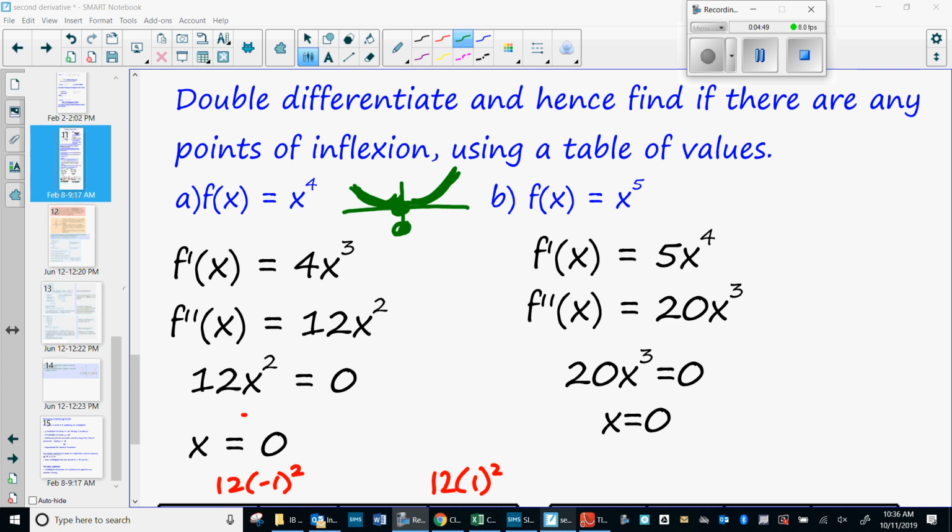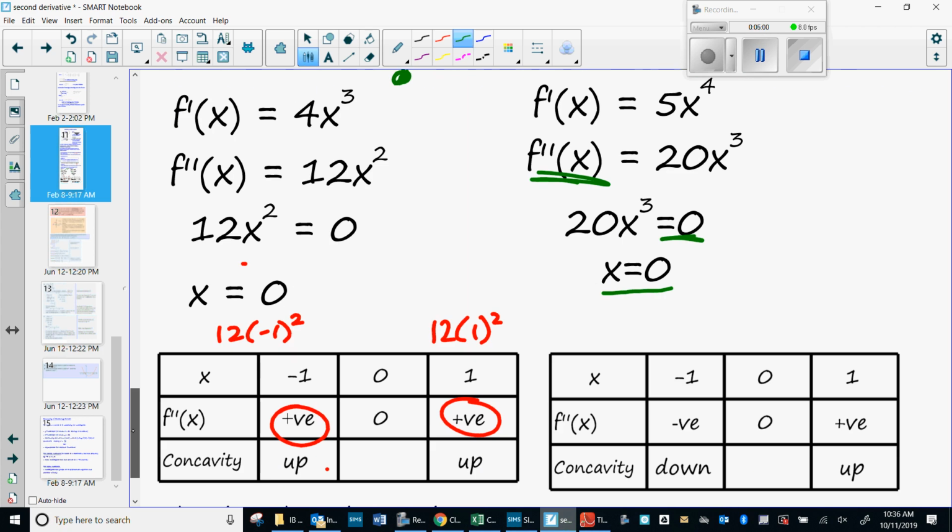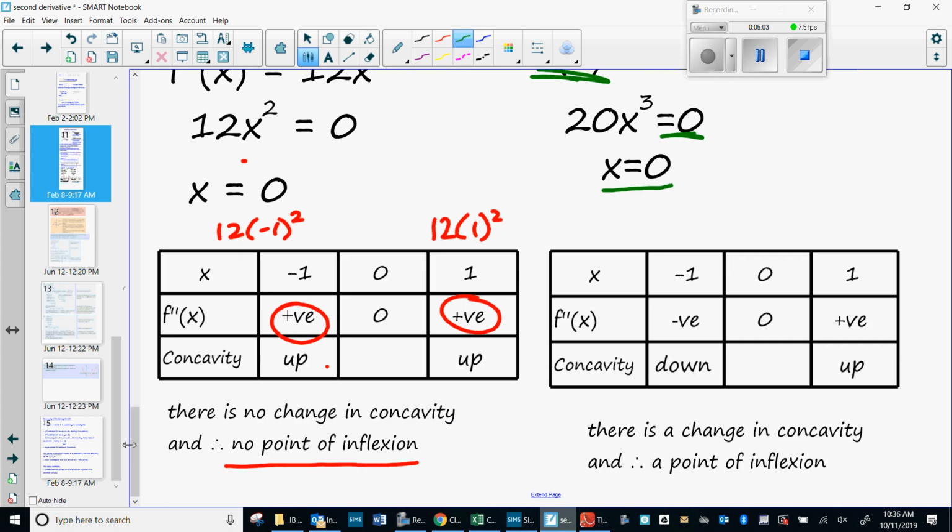Group effort. Right, 5x to the power 4, 20x to the power 3. So we've got our second derivative. We put that equal to 0. Funny enough, we get 0 again. But when we stick 0 into the little table, again, we're looking left and right. The second derivative on the left would be -20, and here it would be positive 20. Because it's gone from negative to positive, or concave down to concave up, then it is a point of inflection.